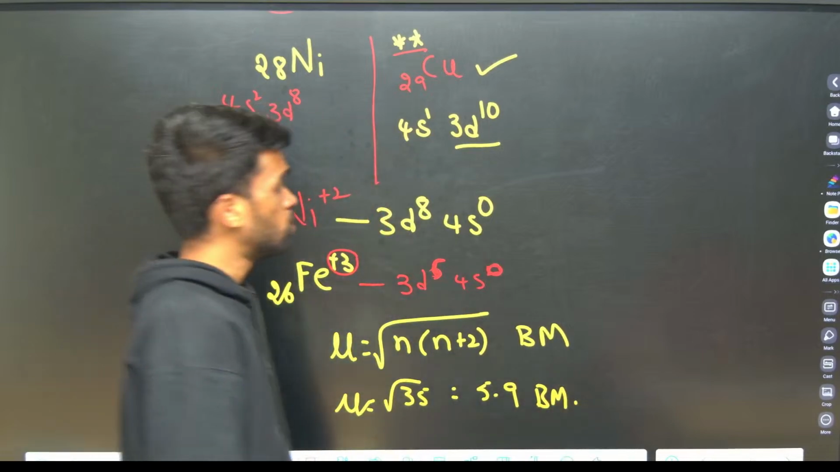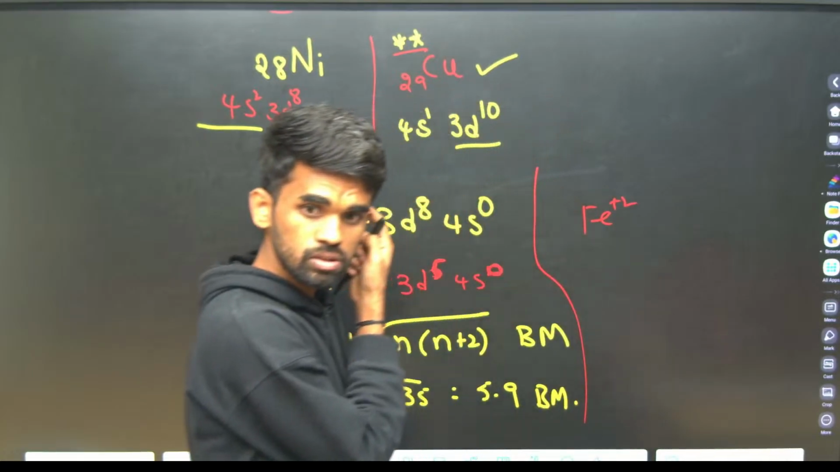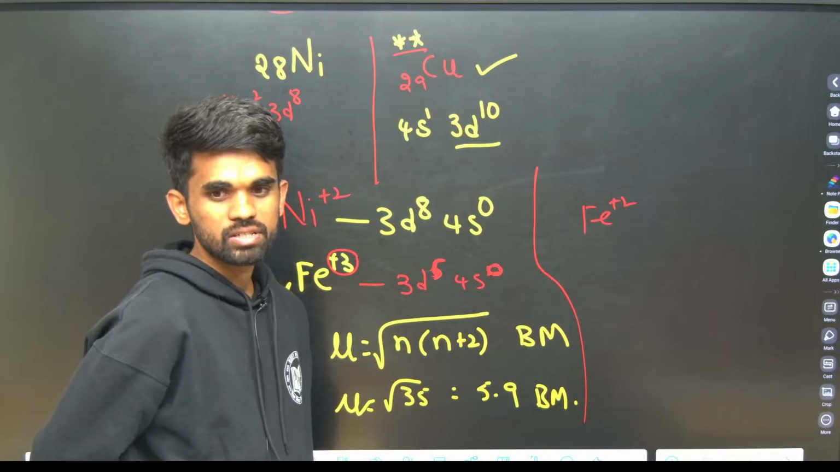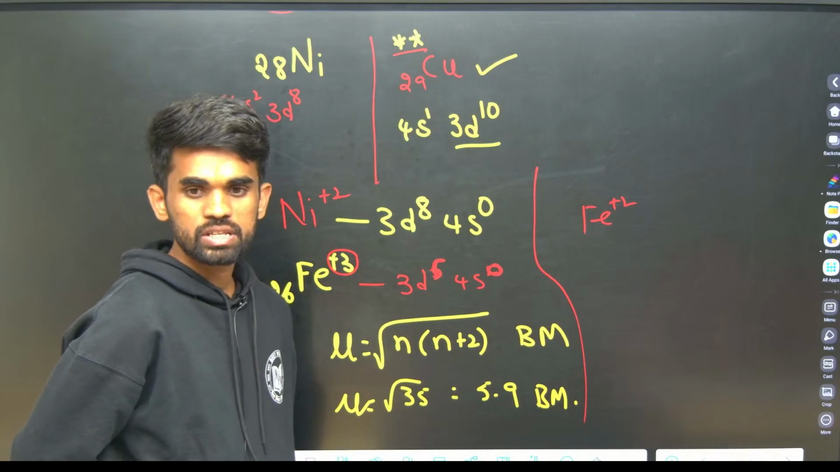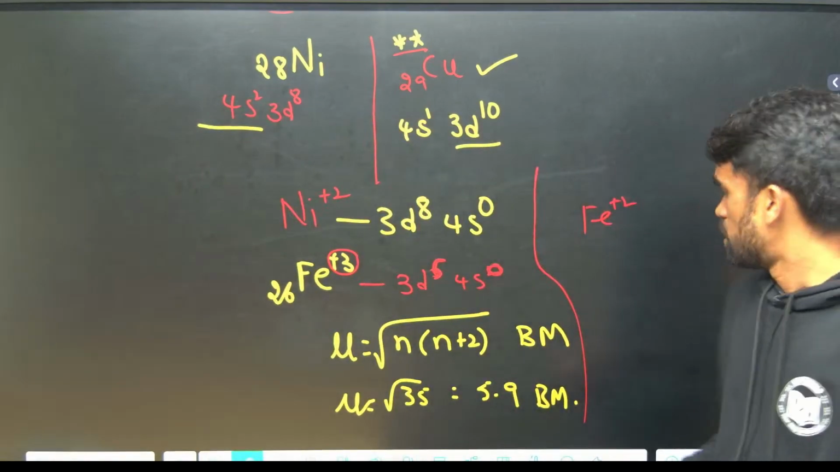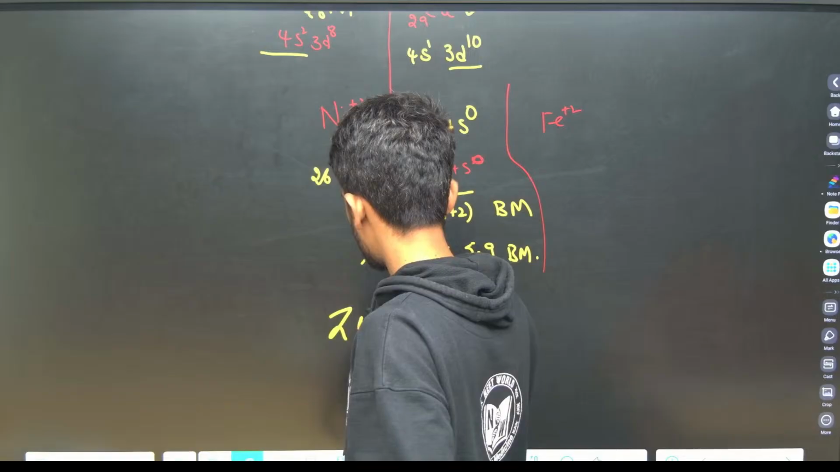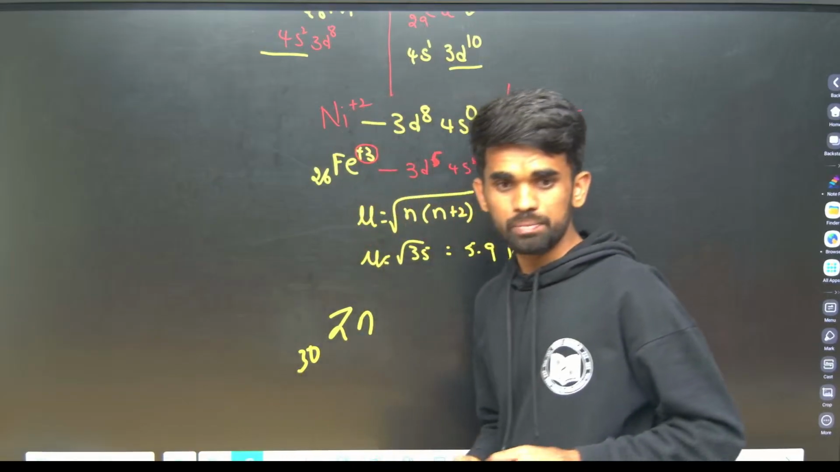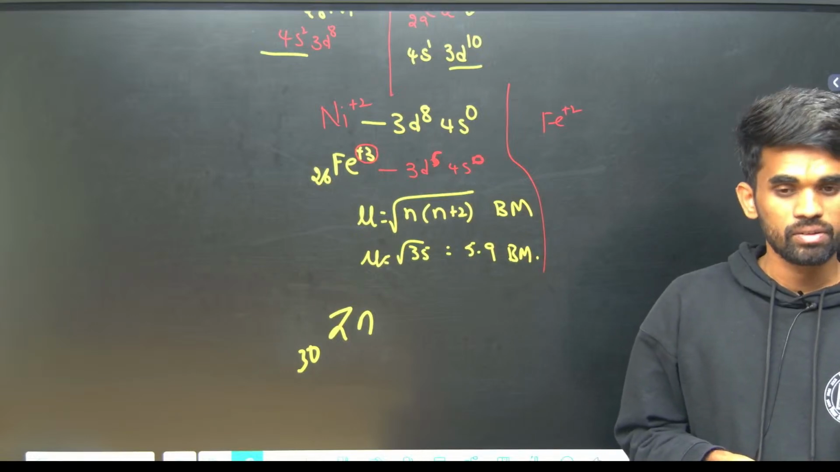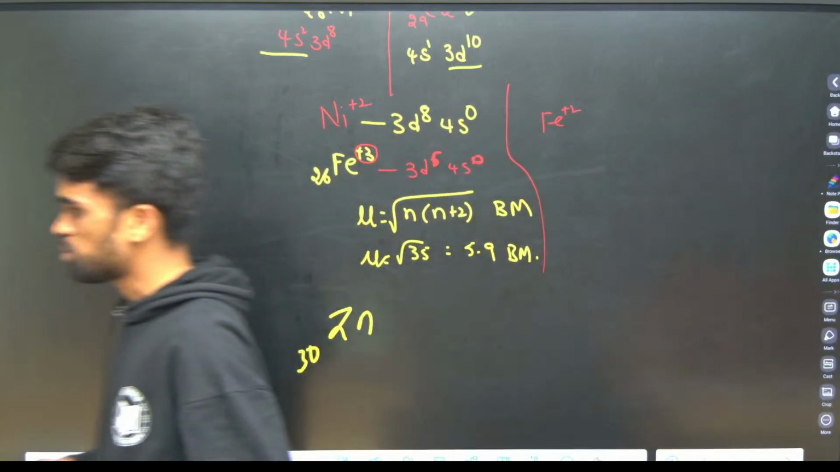Okay, around. So now if I ask for Fe plus 2, fast. What is the electronic configuration? 3d6 4s0, so 4 unpaired electrons, that's it. Okay, so just go through this. Next, and zinc, you tell me. Zinc is 30, it means 3d10 4s2, that's it. Okay, this is about electronic configuration.